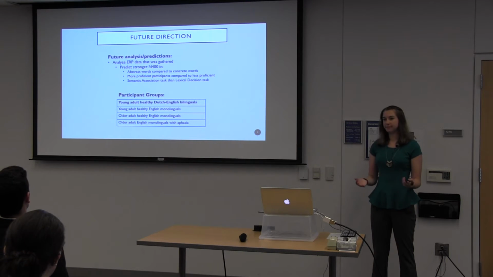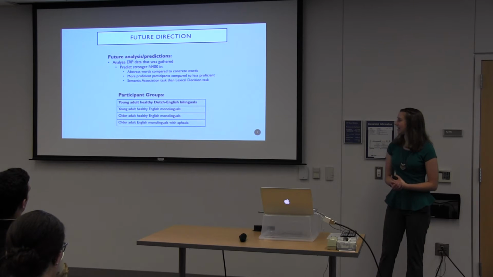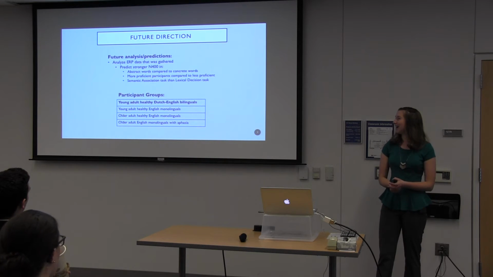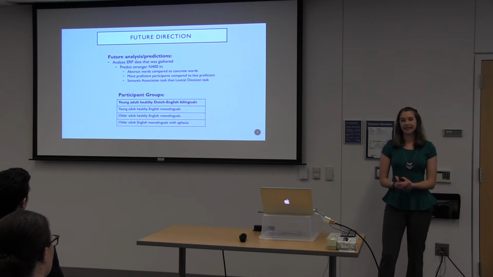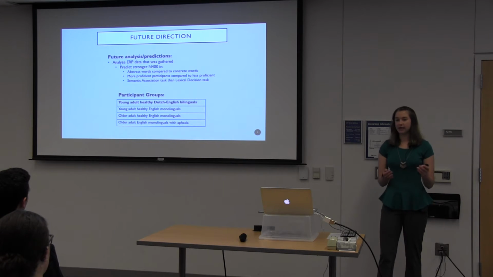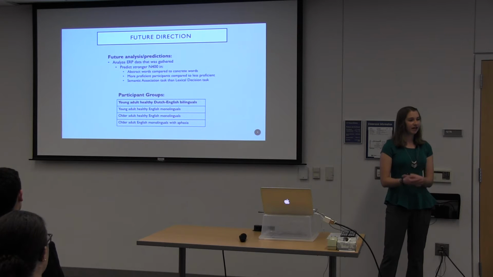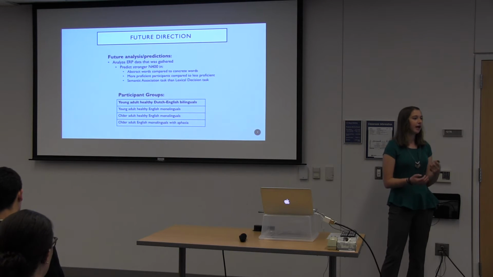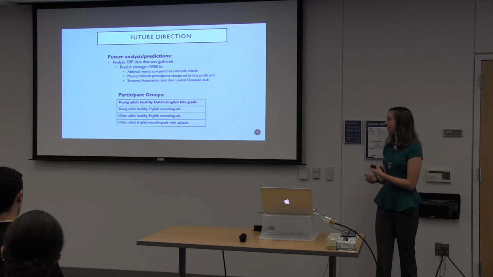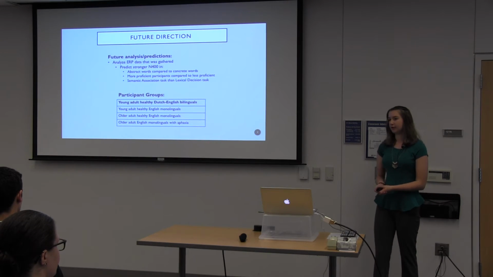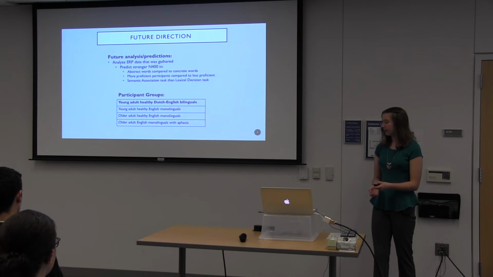So, things I'm going to do in the future for this study, I will be analyzing my ERP data. Again, I predict a stronger N400 for the abstract words as compared to the concrete, for the semantic association task as opposed to the lexical decision, and for the more proficient bilinguals as compared to the less proficient bilinguals. And we'll also be looking at the other participant groups I mentioned earlier.